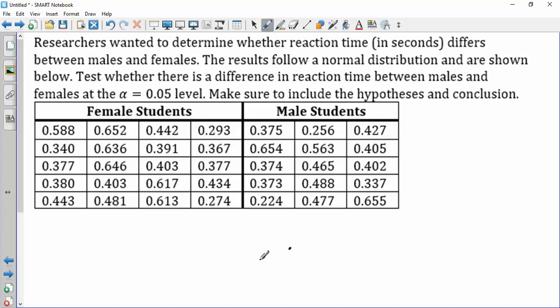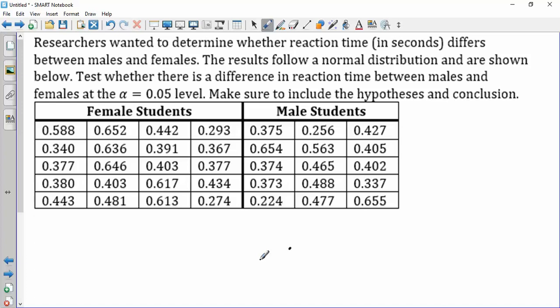Researchers wanted to determine whether reaction time in seconds differs between males and females. The results follow a normal distribution and are shown below. Test whether there is a difference in the reaction time between the males and females at the alpha equals 0.05 level. Make sure to include the hypothesis in the conclusion. All right, is this matched pairs or not?